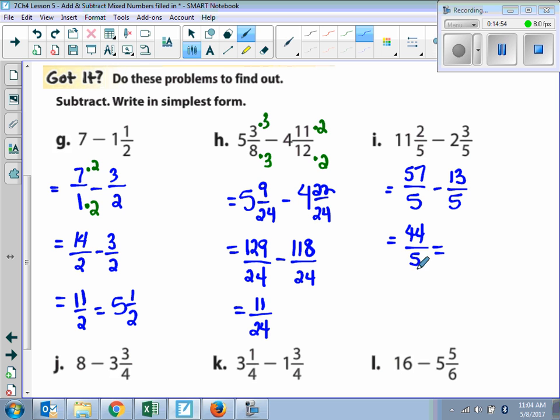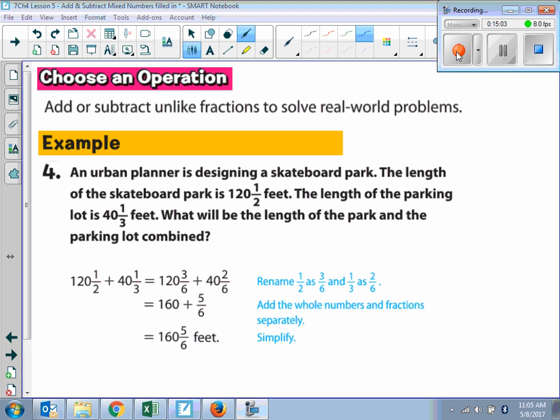Now, how many times does 5 go into 44? 8 times. With how many left over? 4. So this is going to give us 8 and 4/5.